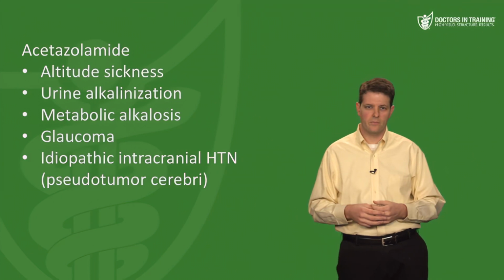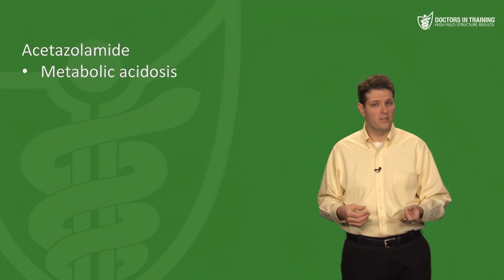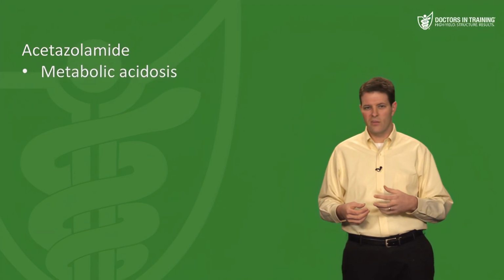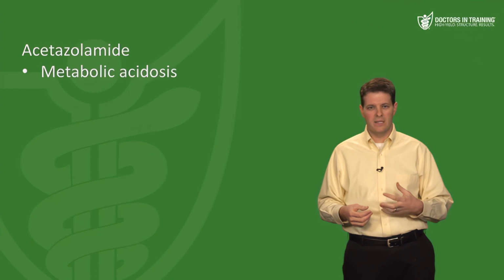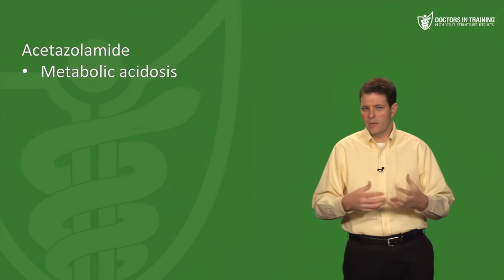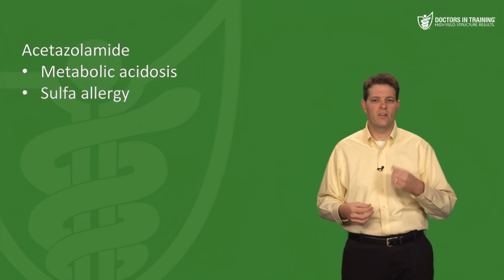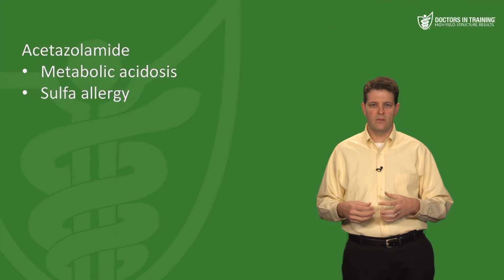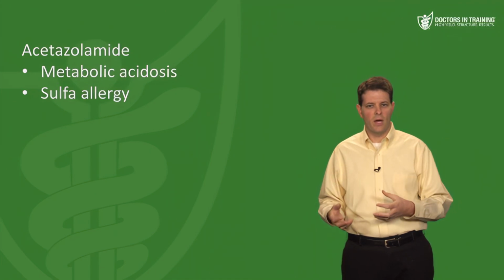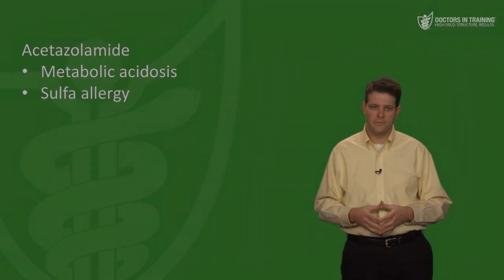Then for the side effects, acetazolamide can cause metabolic acidosis. Even if you're using acetazolamide eye drops for glaucoma, it can still cause metabolic acidosis. You're losing bicarb in the urine, you're becoming acidotic. Then it's also a sulfa drug, so it can lead to sulfa allergy. So if you have a patient with a sulfa allergy, you don't want to give them acetazolamide. Now, lots of different diuretics are sulfa drugs, so you're going to need to pay attention to that.